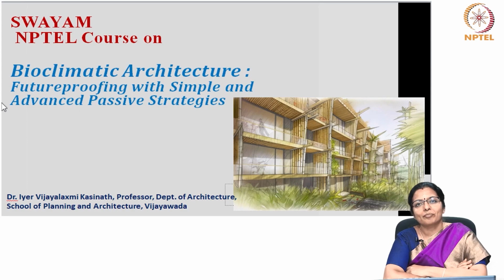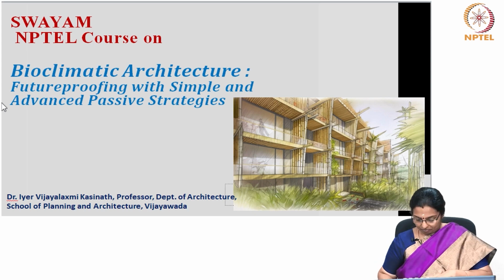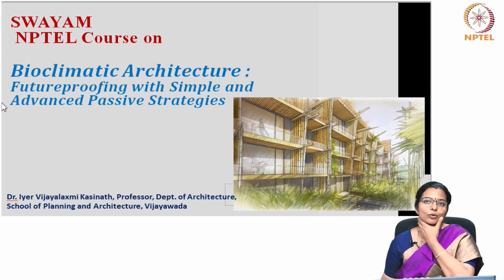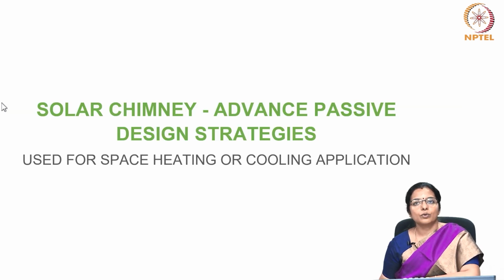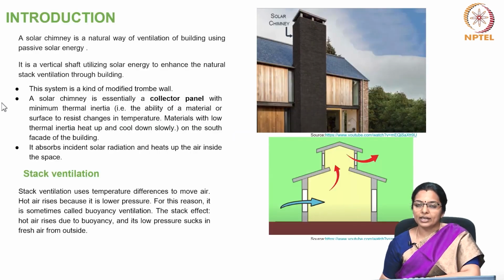Hello everybody. In the last class, we saw an advanced passive strategy which is earth berming, earth sheltering of buildings. Today's class, we will see another advanced passive strategy as part of this course, Bioclimatic Architecture, Futureproofing with simple and advanced passive strategies. In this class, we will see about solar chimney as an advanced passive design strategy. This is used for space heating and cooling application.